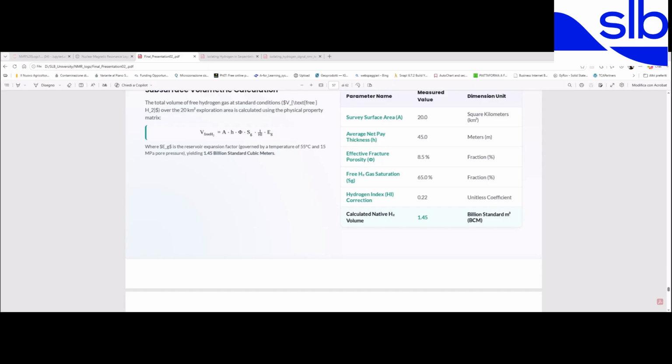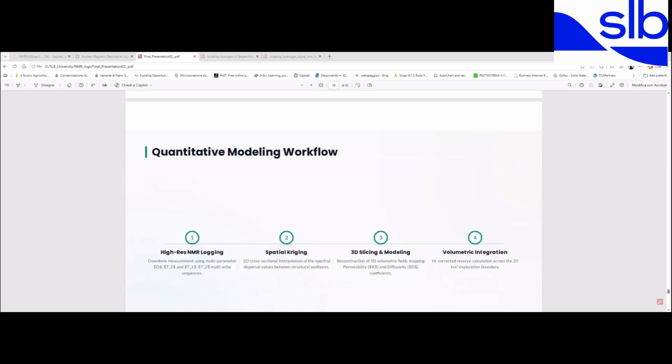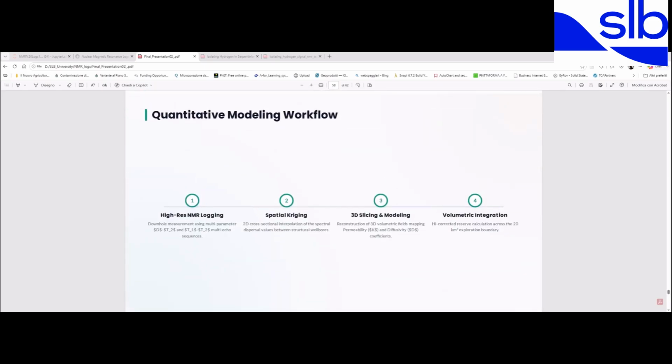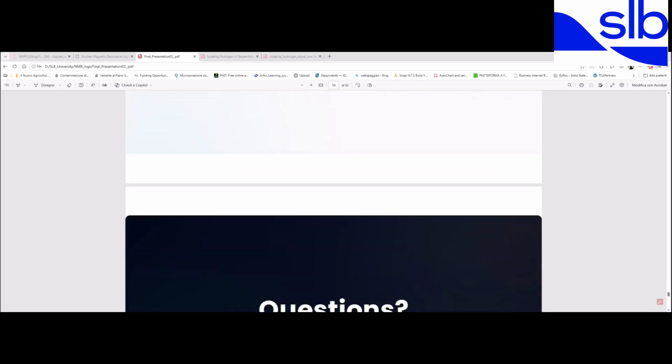We do not make provision for long-term production by the presence of olivine. If you are working over a long time, suppose that the effective plant will also have reinjection of water and stimulation of the olivine, you can change this volume. Quantitative modeling workflow, integrated NMR log: spatial kriging to correlate two cross-sectional interpolation expected dispersed values between fracture wellbores, 3D slicing modeling reconstruction, the 3D volumetric field mapping, and diffusive volumetric integration, with high-fidelity reservoir calculation across the exploration boundary.